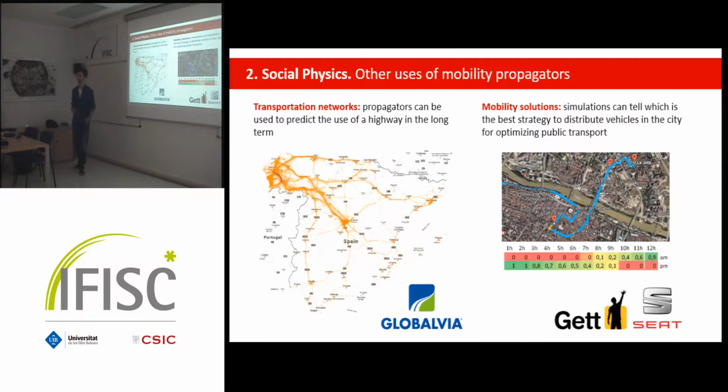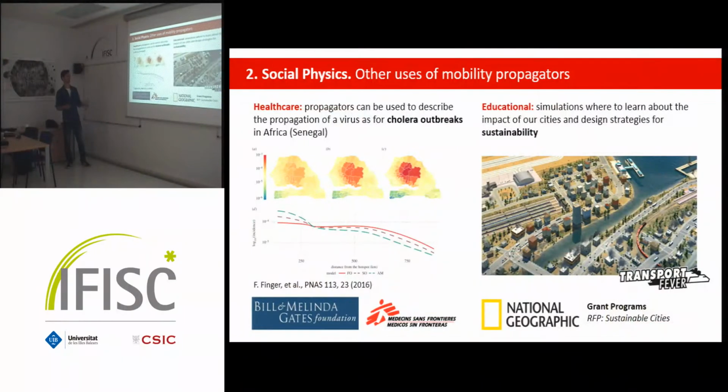Get is a Uber-like app, no, that you can get a kind of taxi service, and indeed, which are the best places that the car should be close in order to increase the probability to find someone who wants a taxi in that particular moment. Also for healthcare, we can use these propagators in order to describe the propagation of a virus, for instance, for epidemics. And that's a project that we want to do with Médicos Sin Fronteras, Doctors Without Borders, in Africa, in Ghana.